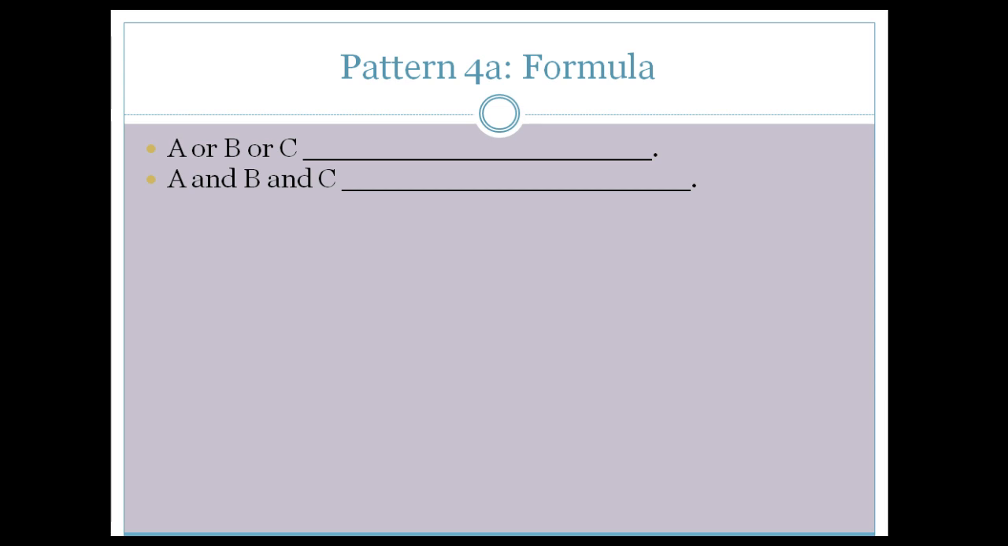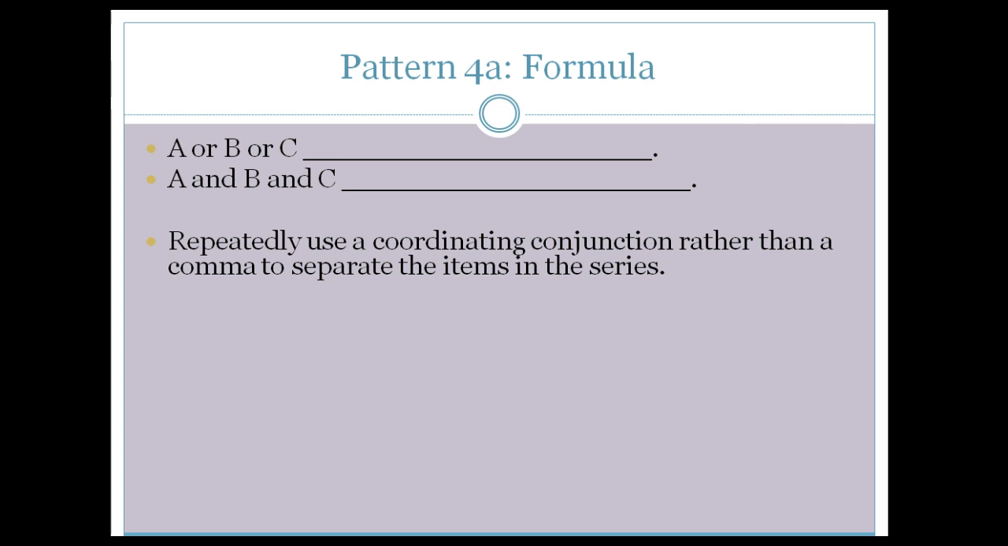But essentially, it's called pattern 4a because it's a slight variation of pattern 4, where you simply use commas to separate 3 items in a series. In this case, we're repeatedly using a coordinating conjunction rather than a comma to separate the items in a series. You can have more than 3, but 3 tends to be one of the strongest ways to organize these.